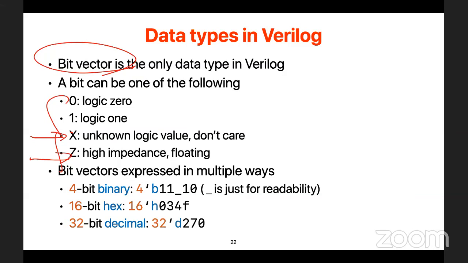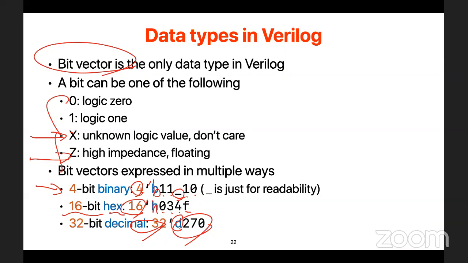You can express a bit vector in multiple ways. Saying I have a 4-bit binary, you put a 4 here, then a prime and B, saying that this is binary. And you can put something like 1110. But if you just have a sequence of ones and zeros, it's too hard to distinguish, so there is a human-readable representation where you can put an underscore anywhere you like in a number just for readability, and the compiler would ignore it. For a 16-bit hexadecimal, you put 16, a prime, and then H, meaning hex. So like this one, we treat 034F as a hex number. You can also use decimal: you say it's decimal, and this bit vector has 32 bits. We will map 270 into the bit vector corresponding to this decimal value. So that's how you describe values of bit vectors.